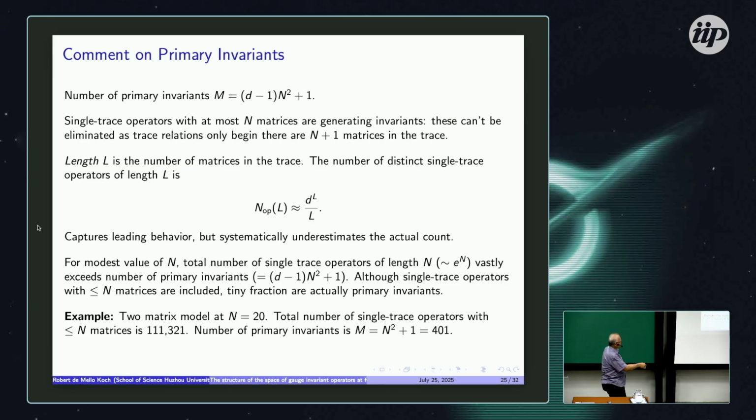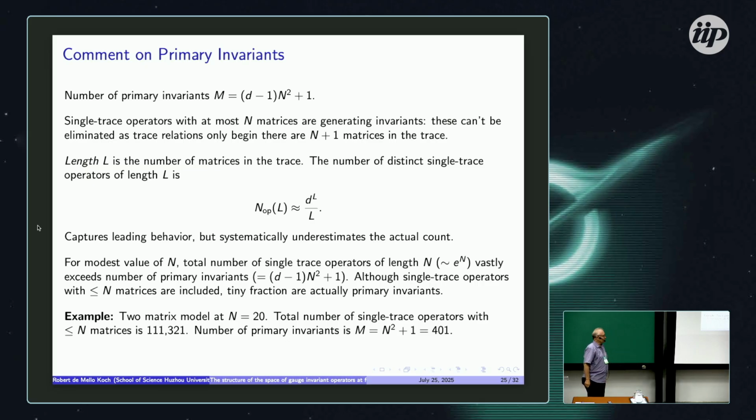So if you want operators with a length of about n, the number of operators that are included amongst the invariants looks like e to the n. And this vastly exceeds the number of primary invariants that grows like n squared.